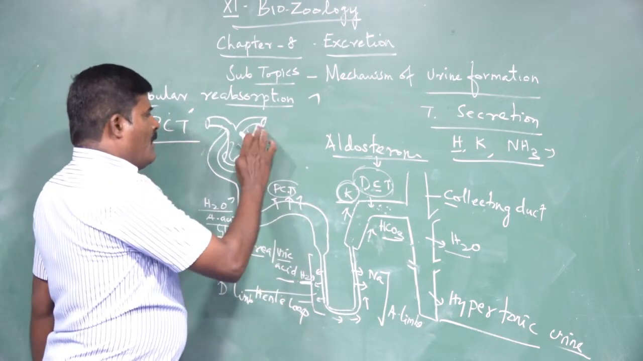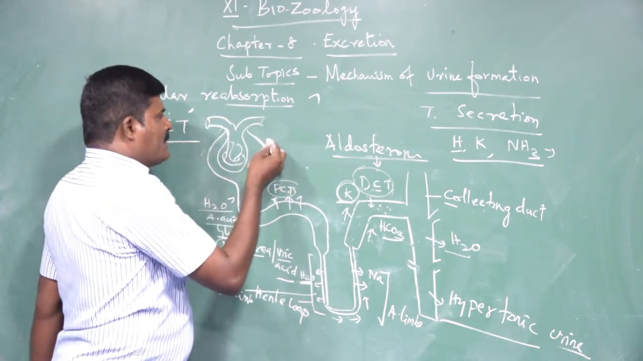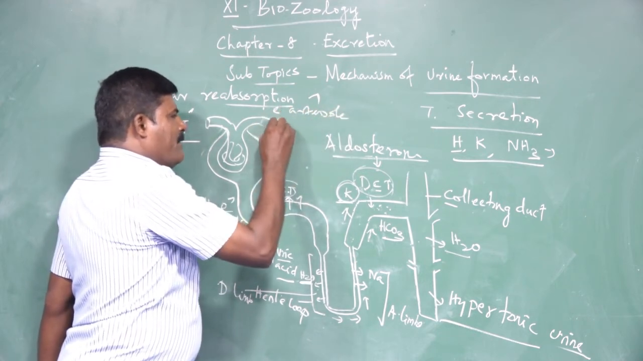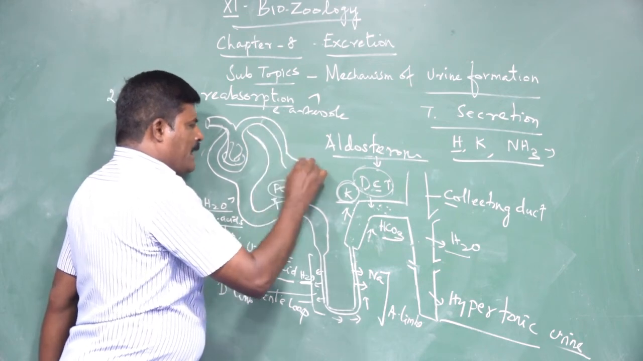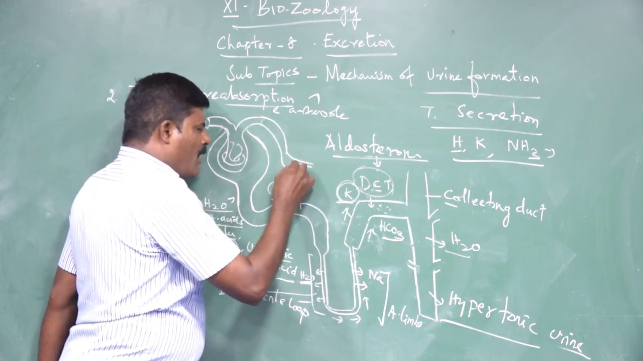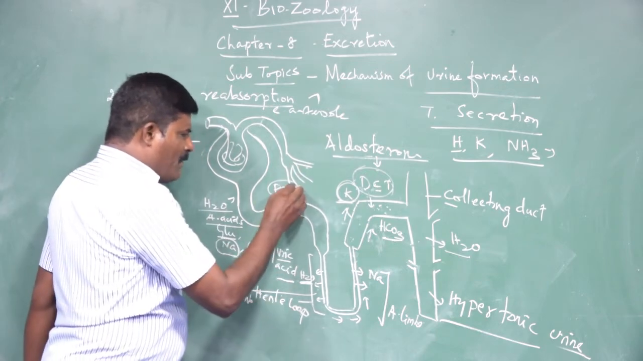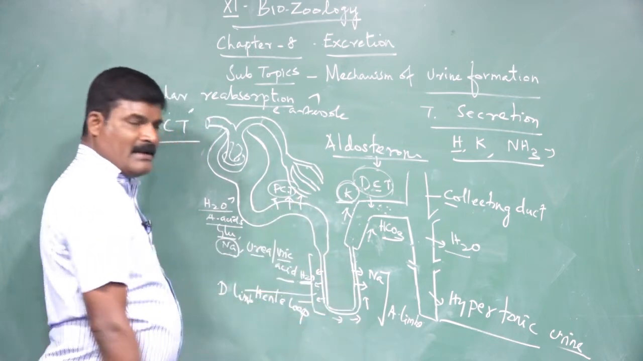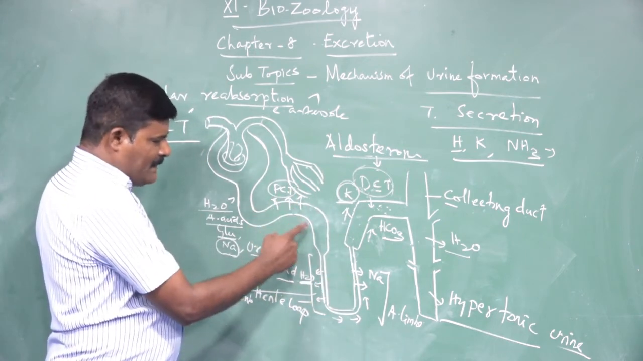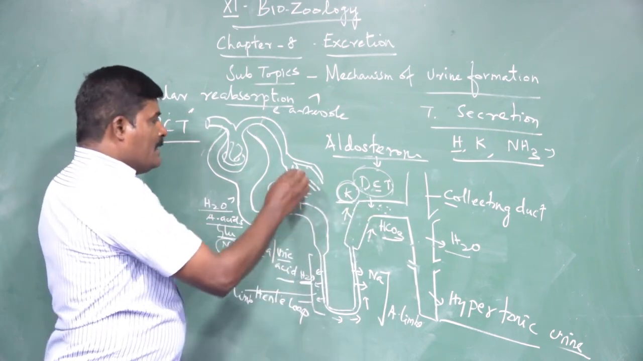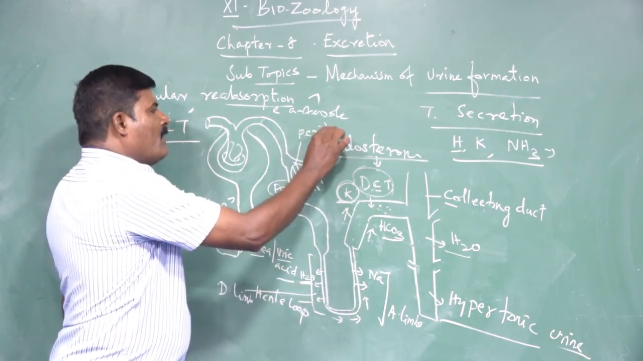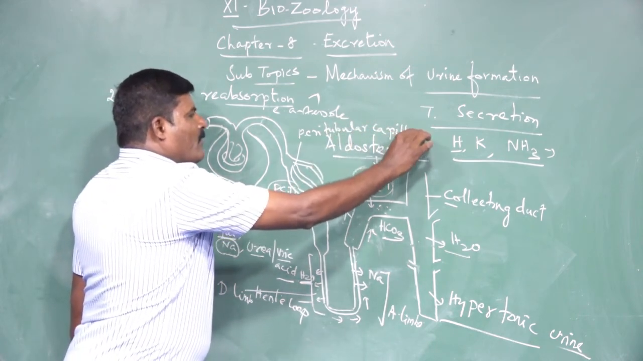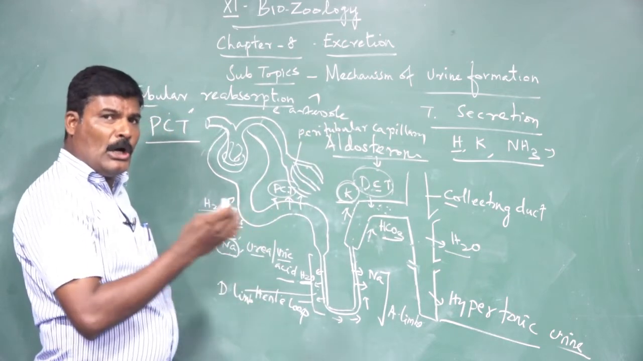Listen here. What are peritubular capillaries? This is the afferent arteriole. Once the afferent arteriole moves, it divides into many smaller capillaries. These smaller capillaries run along the tubules of the nephron. They may be connected with the PCT, Henle's loop, and distal convoluted tubules. This is called a peritubular capillary. What is peritubular? Peri means around the tubules.